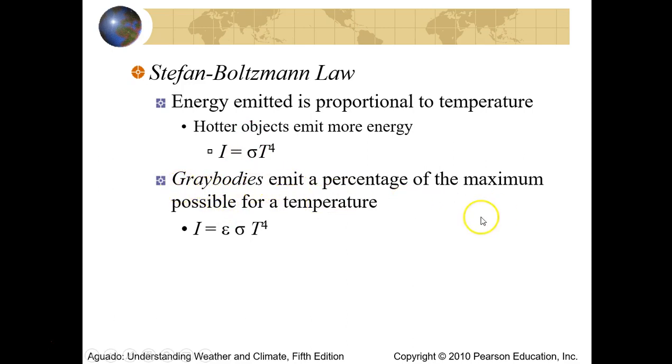Gray bodies are objects that are more realistic, in that they tend to emit some percentage of the radiation based on their temperature. They're not like a black body that emits the same amount of energy they absorb. The reality is that most objects in the universe are gray bodies, and they re-radiate some percentage of what they could possibly radiate, because some of the energy is absorbed, some of it is reflected, some of it is scattered.